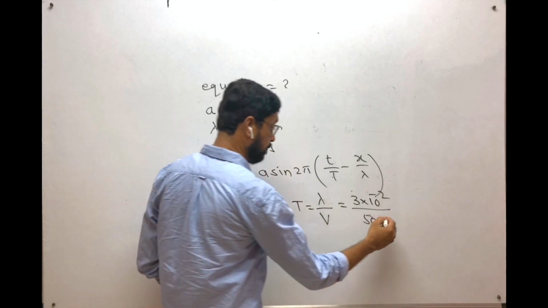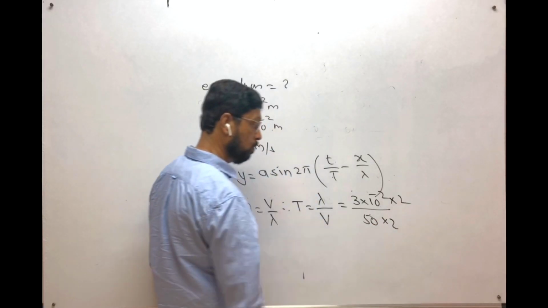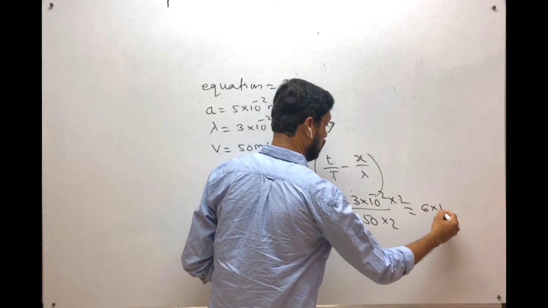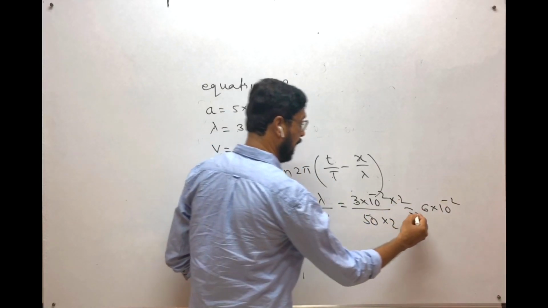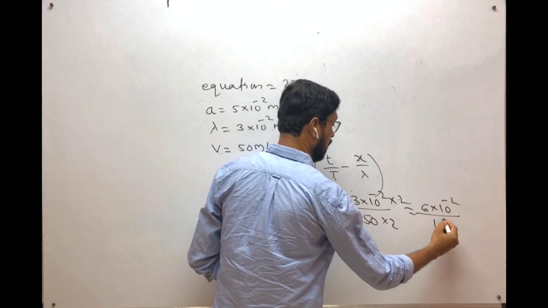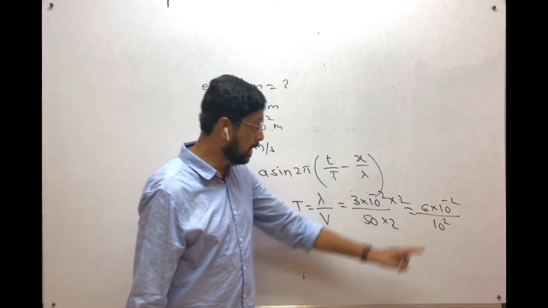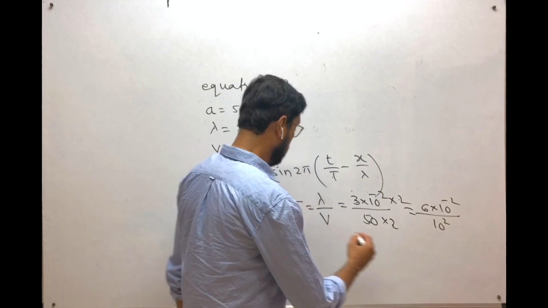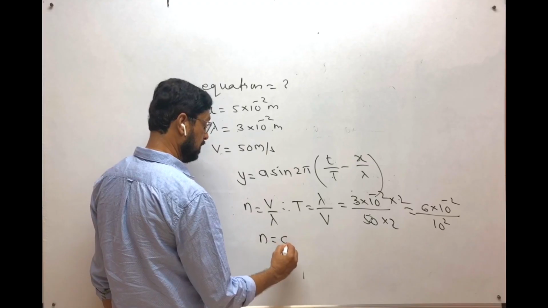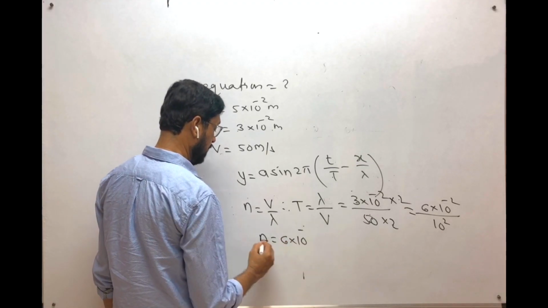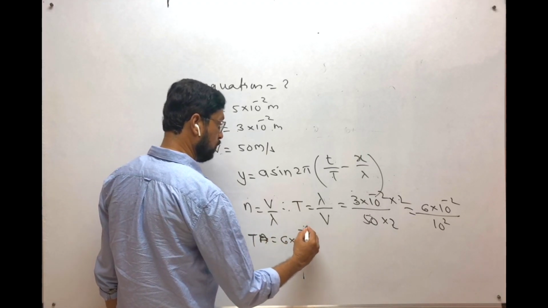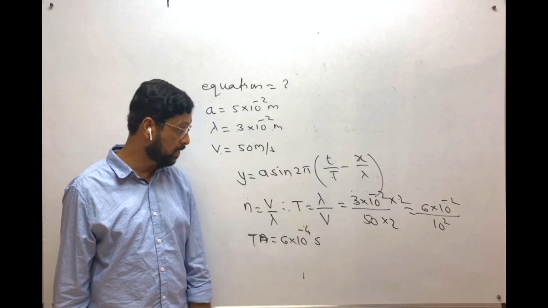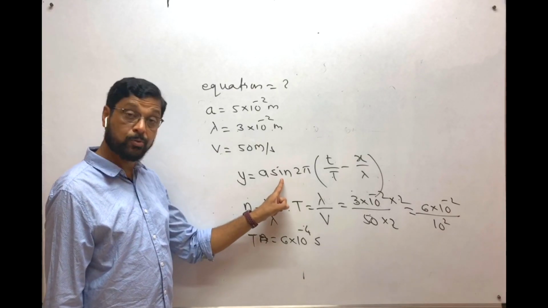So 50 into 2 into 2, that will be equal to 3 2s are 6 into 10 raised to minus 2 upon 50 into 2, 100. This 10 raised to 2 goes to the numerator, becomes minus 2 minus 2, minus 4. So capital T is 6 into 10 raised to minus 4 second. You got the value of capital T. So all these values you'll put in this equation.